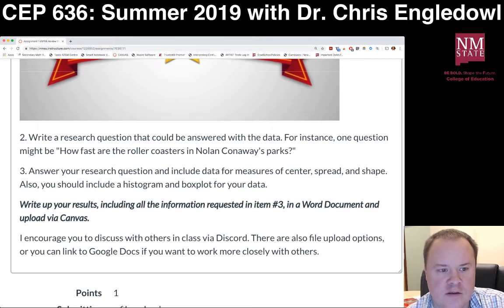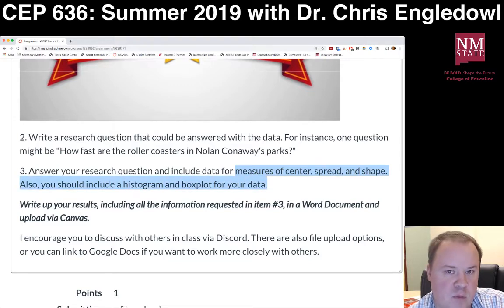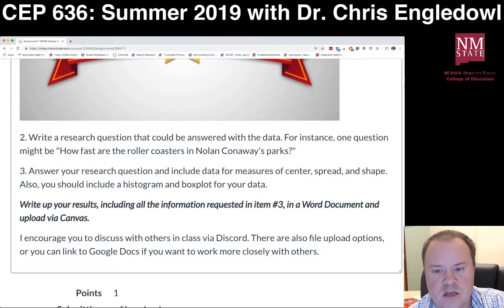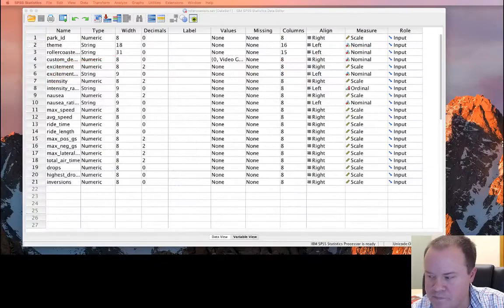And I'm going to use this question that I gave in his example to go through and try to answer this question: How fast are the roller coasters in Nolan Conaway's parks? And then your goal was to write up the results of the description, including measures of center, spread, and shape, and including a histogram and box plot for your data. So I'm going to switch now over to SPSS.